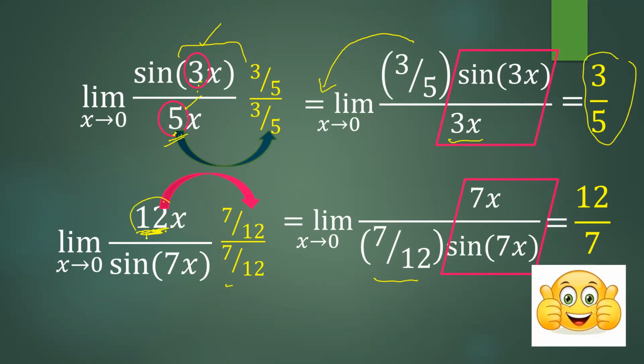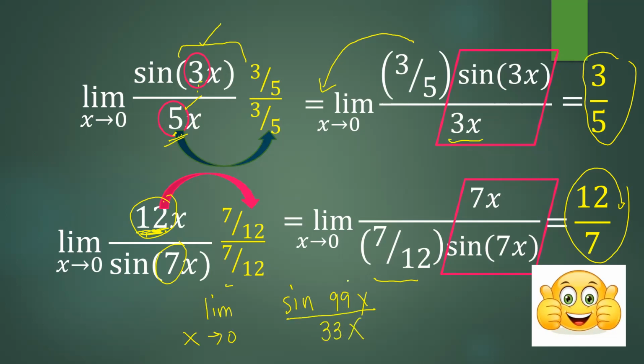Copying the coefficient of x, diba? That becomes our answer. Yan, si 12 over 7. So kapag meron tayo kunwari sine of say 99x, if we get the limit of this as x approaches 0, tapos sa baba meron kang say 33x. Yan, you can just divide this, no? 99 over 33, so that gives us 3. So, ayun lang pala yung pinaka-shortcut for this.